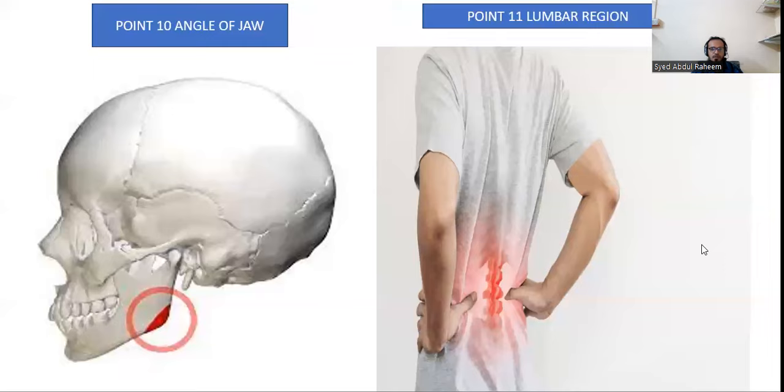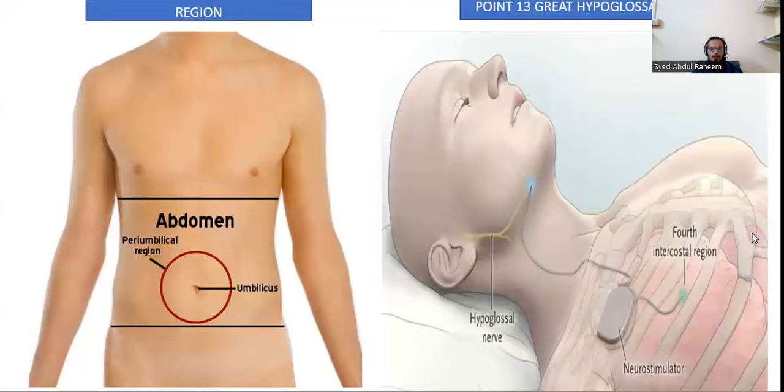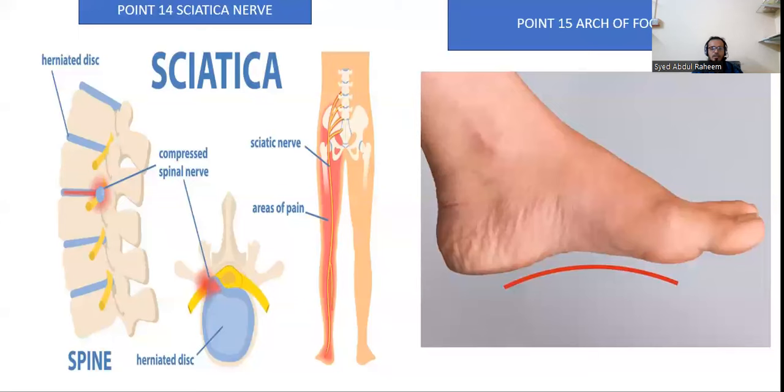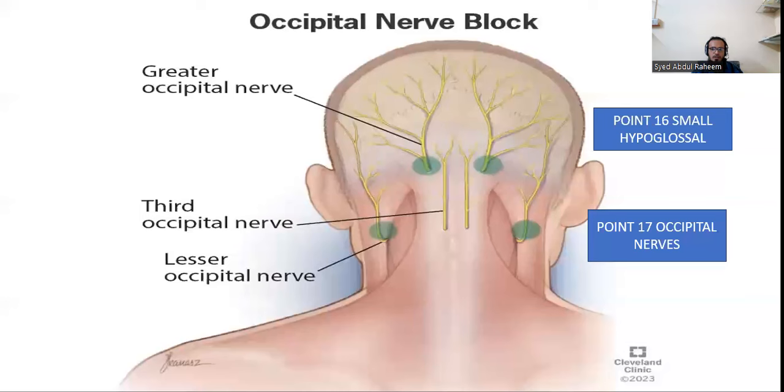And next we have abdomen. And next we have the hypoglossal nerve. Okay. Umbilical region, hypoglossal nerve. Next, sciatica, arc of foot. So till here we complete.